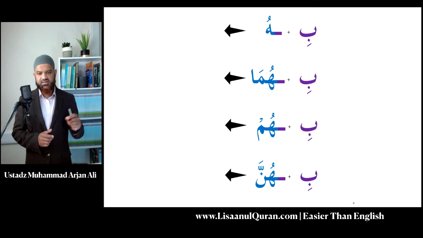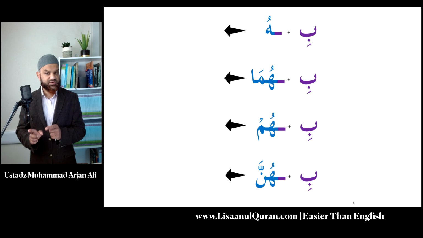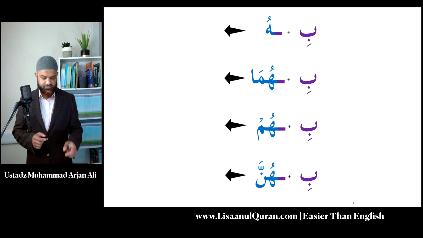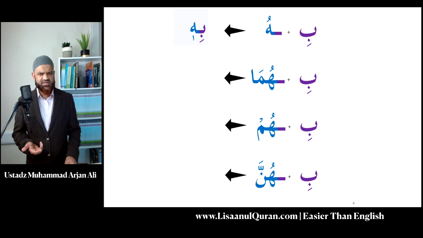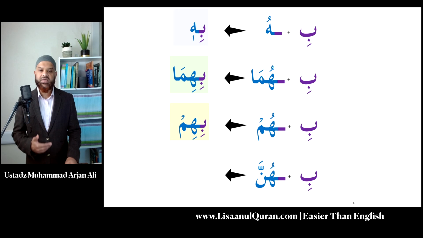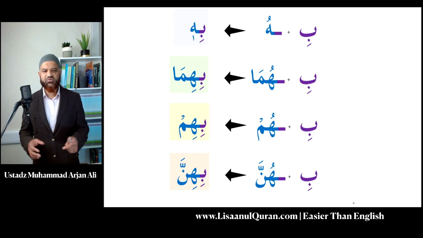Because B has a kasra at the beginning, some changes happen to the other attached pronouns also. The first one we've seen becomes bihi rather than bihu. Bihuma, again, is difficult to say, so it becomes bihima. Please note that, bihima, not huma, hima. And we also have bihim. Again, bihum is difficult to say, so it becomes bihim. And bihunna becomes bihinna. Please note those changes, inshallah ta'ala, before we attach them.